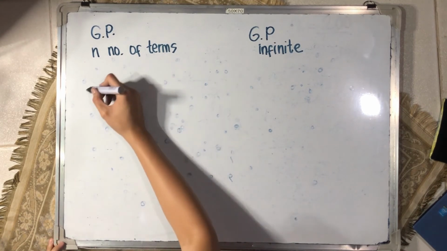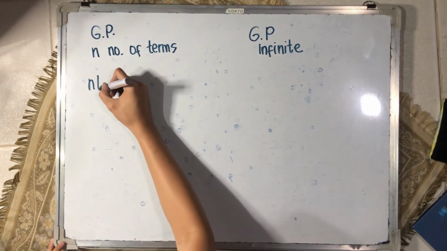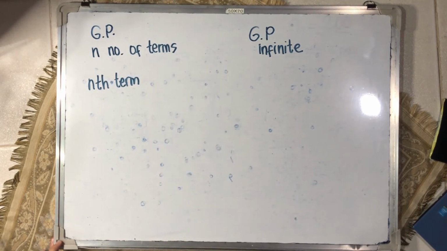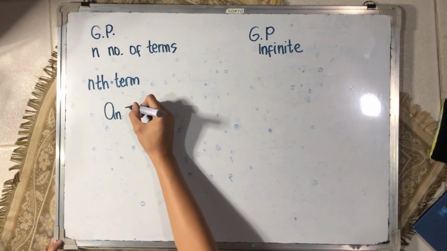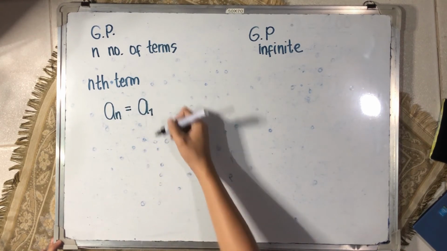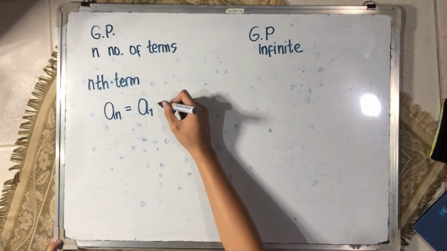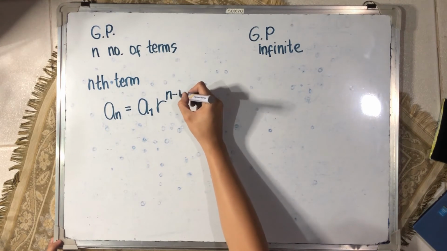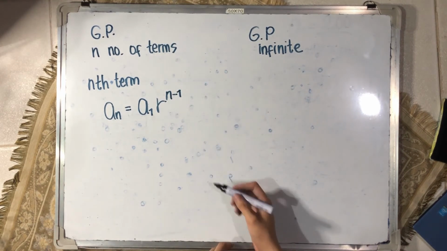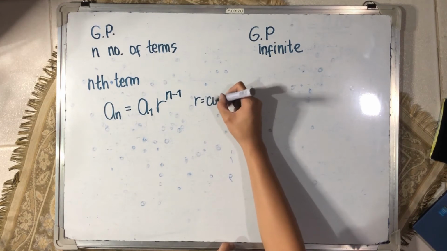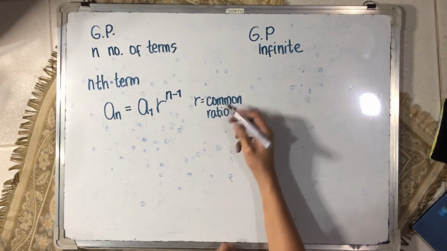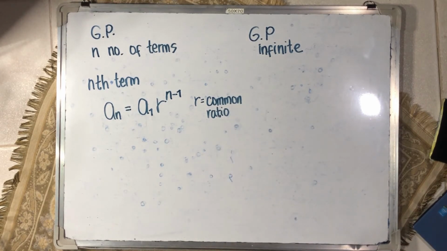So, for the nth term, you can compute your nth term as a sub n is equal to your a sub 1, again, this is the first term, times your r. R here is your common ratio, raised to n minus 1. Okay, n is the number of terms naman. Sulat ko dito ha, r is your common ratio. Ayan. So, that's how you compute it.